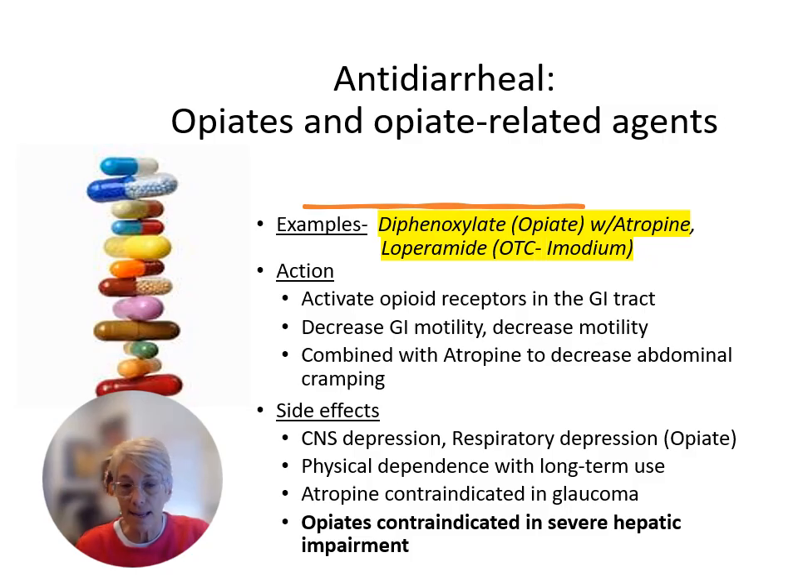Loperamide, again, slows down that motility. I think we talked about metoclopramide, which speeds up and empties. Loperamide slows down and holds things in. And then we combine with the atropine for some of that cramping that we might see. Because they are opioids, opiates, we would want to be careful and monitor for CNS depression and respiratory depression. So that's it. We're using that opiate effect to slow down and to help that diarrhea.